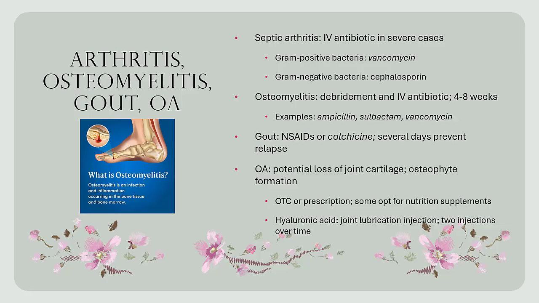Osteomyelitis requires debridement and IV antibiotics, usually a 4 to 8 week course of antibiotics. Gout requires NSAIDs or colchicine. Typically, we will treat gout with several days of medicine to prevent a relapse.